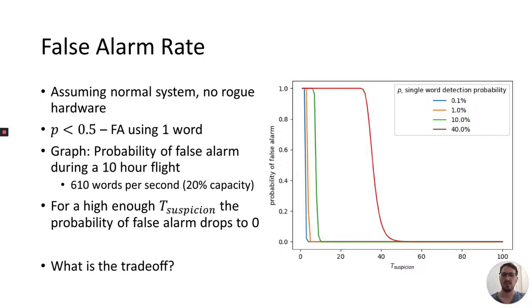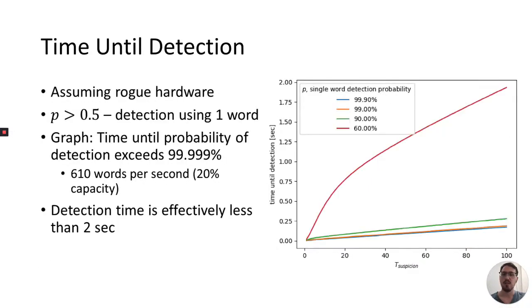What is it this time? It's not the misdetection probability. An anomalous stream will always be detected eventually. The question is, how fast?